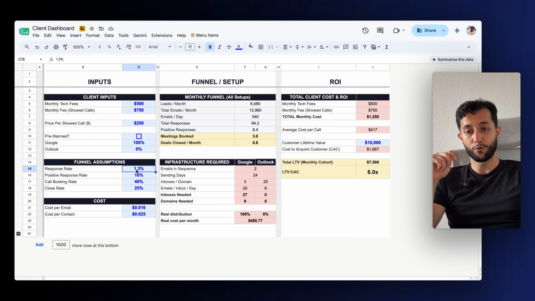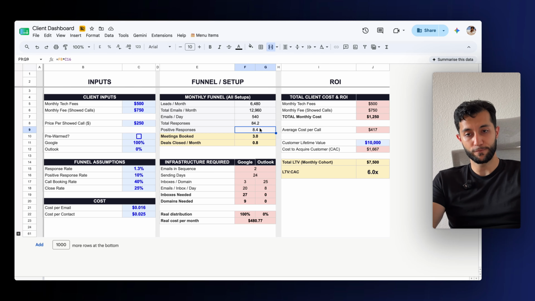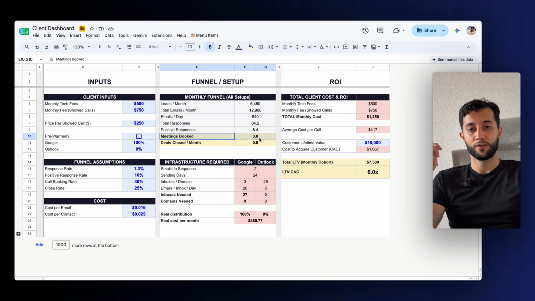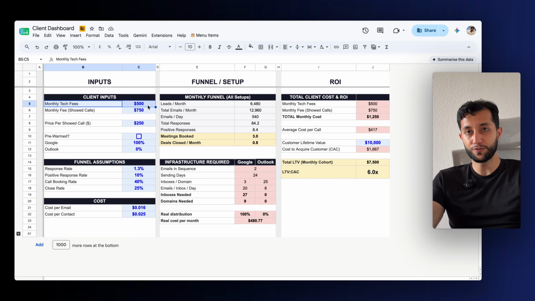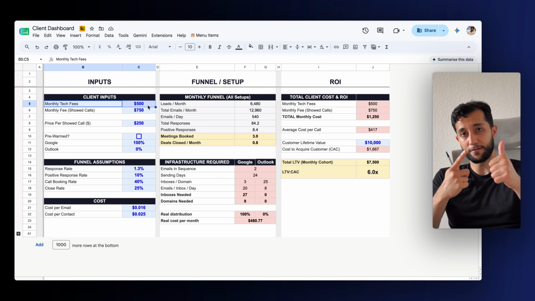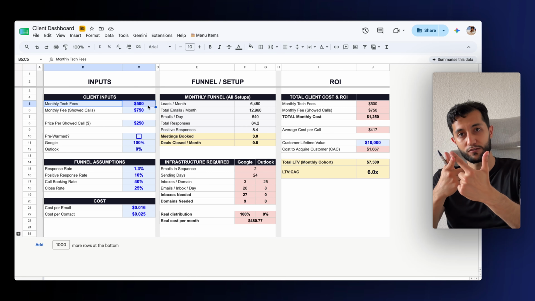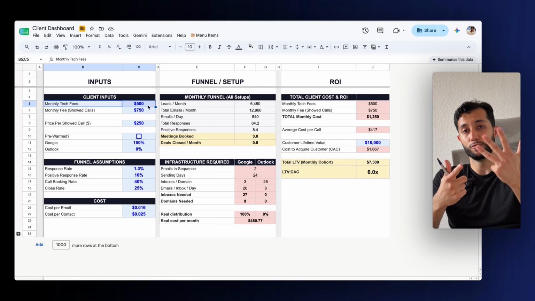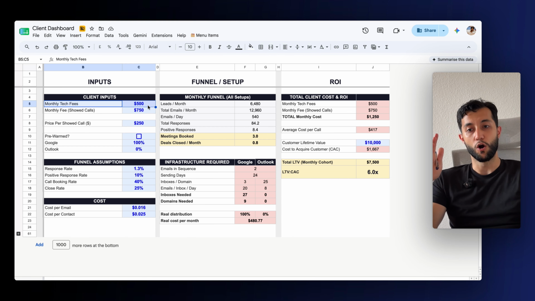That would get us, with a 1.3% response rate, 84 responses, 10% of that, 8.4 positive responses. And if we book 40% of them, which is like our current booking rate, 38% I believe, there would be 3 meetings booked just for $500 a month in tech fees, which is what you would have to spend for all the tools anyway. You will have to get inboxes, you will have to get domains, you'll have to get data, you'll have to get access to a sequencer. All of that cost is encapsulated in here.